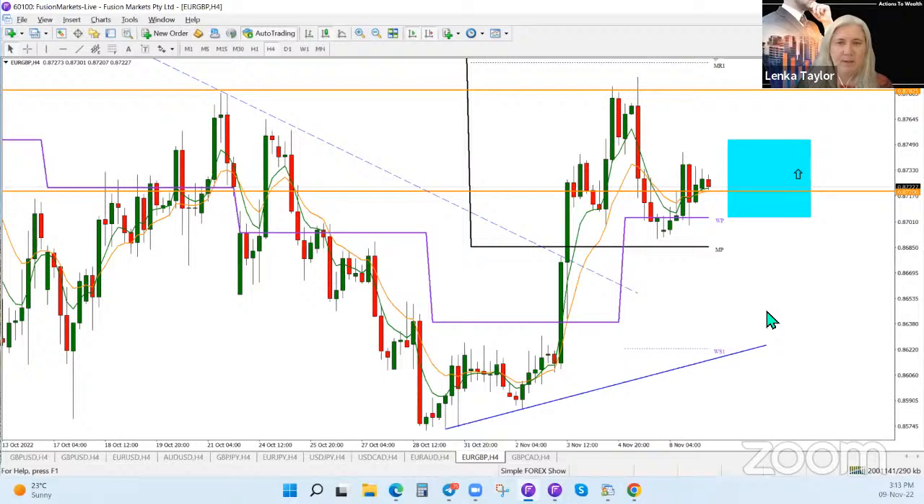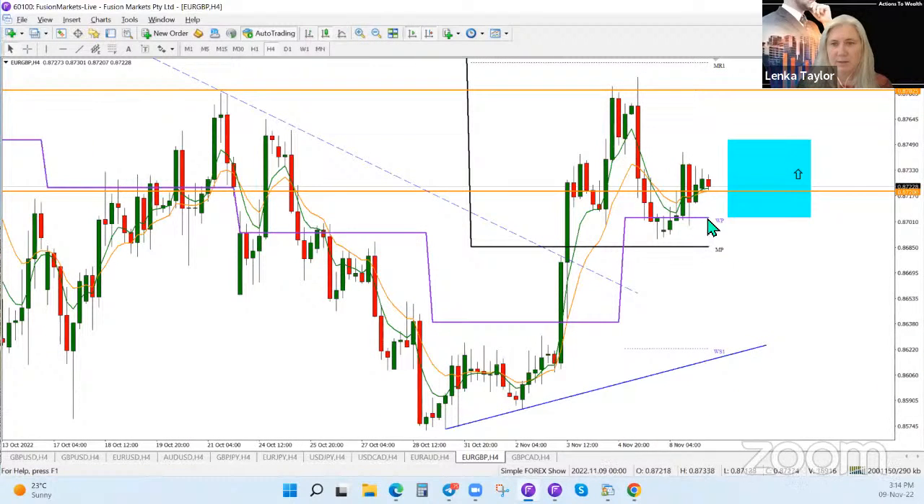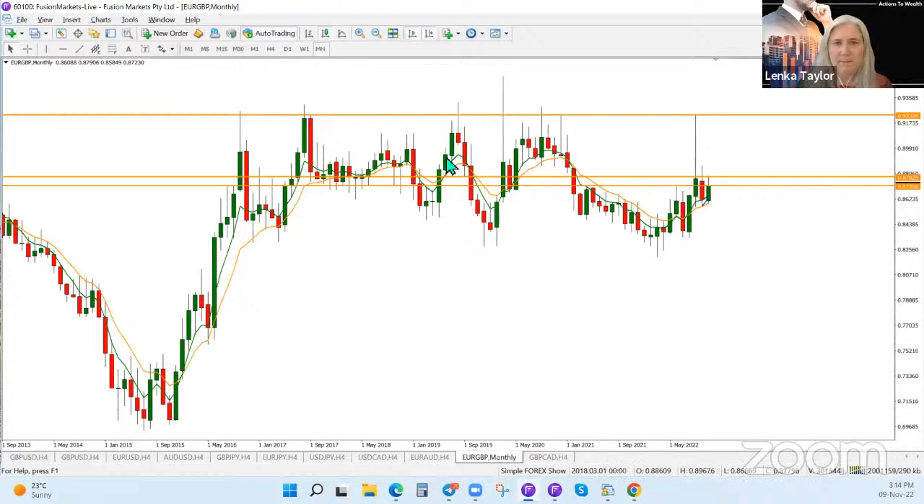Next currency pair is Euro GBP, and on Euro GBP I'm looking for long opportunities. At the moment we have price action above the weekly and monthly pivot, and on the daily, at the moment, it's looking like it's going up. We go to the monthly.